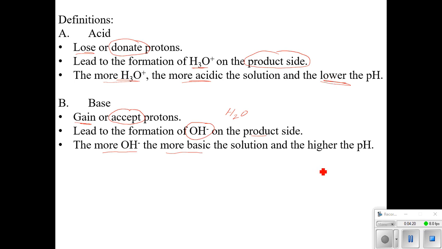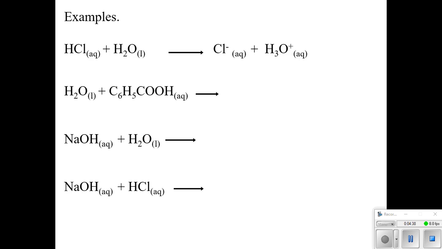And exactly the opposite with hydronium. Instead of lowering the pH, it's going to increase the pH. The more hydronium, the lower the pH. The more hydroxide, the higher the pH is going to be.